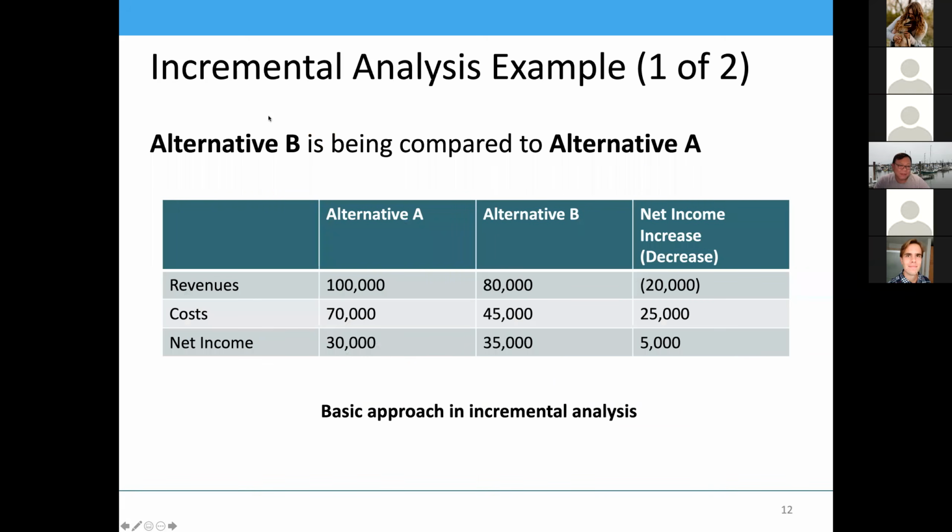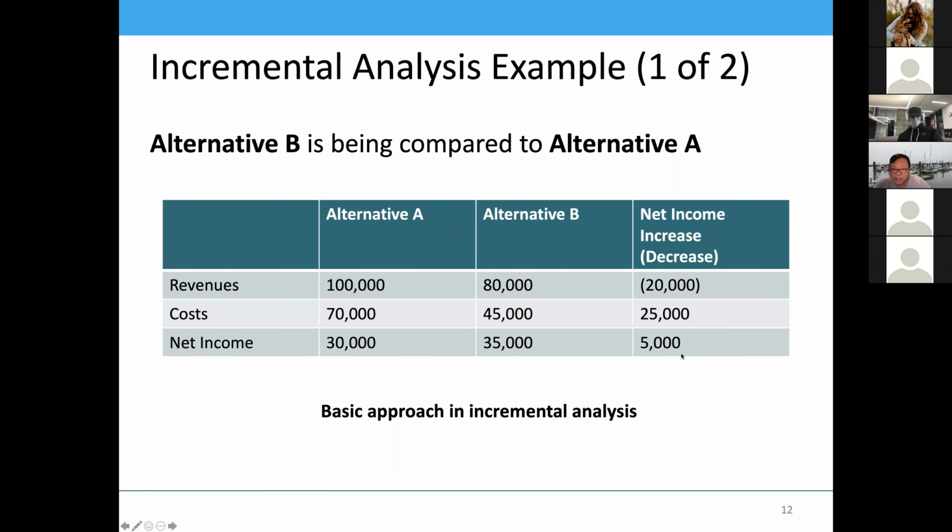Okay, so now I move on to this business environment. So now we are comparing alternative B to alternative A. You can see that the revenue, if you go with alternative B, you are making $20,000 less revenue. However, you are saving on the cost, right? So A costs 70, but B only costs 45. So you save $25,000 cost, right? So the end result is under B, you are going to have $5,000 more profit.